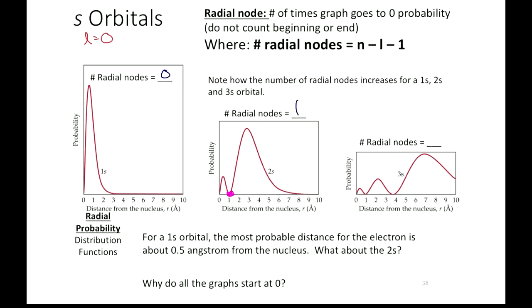Right, remember, we don't count the ends of the graph. So how many radial nodes does a 3s orbital have? 2, yes, because the graph goes to 0 twice. All right, so this has 2 radial nodes.